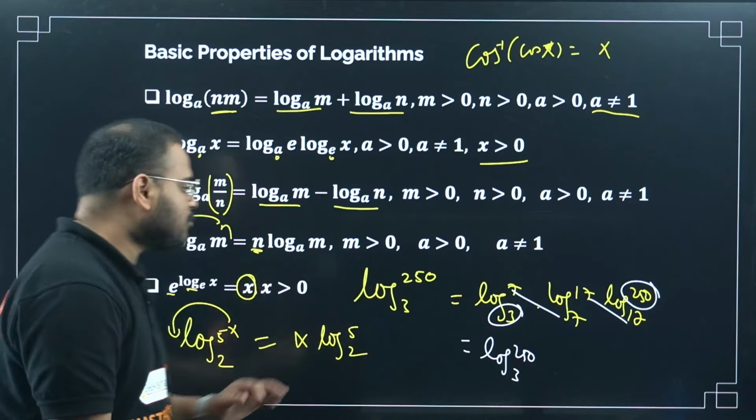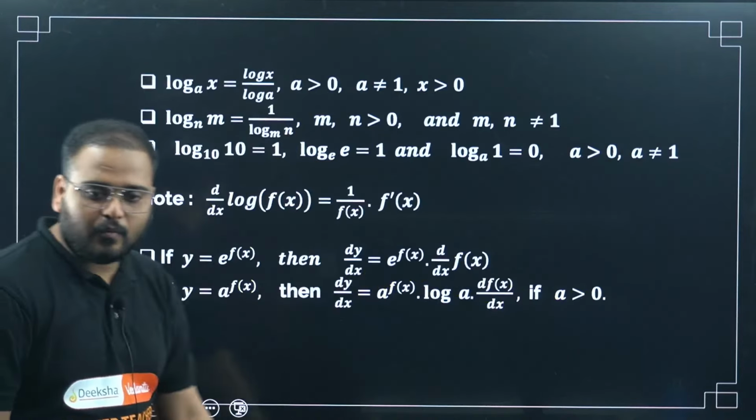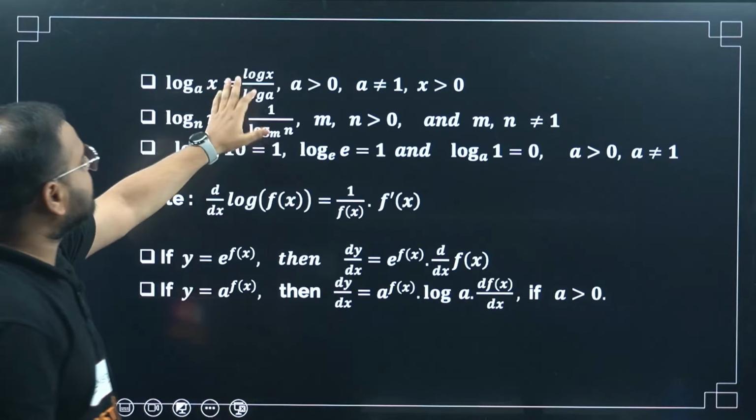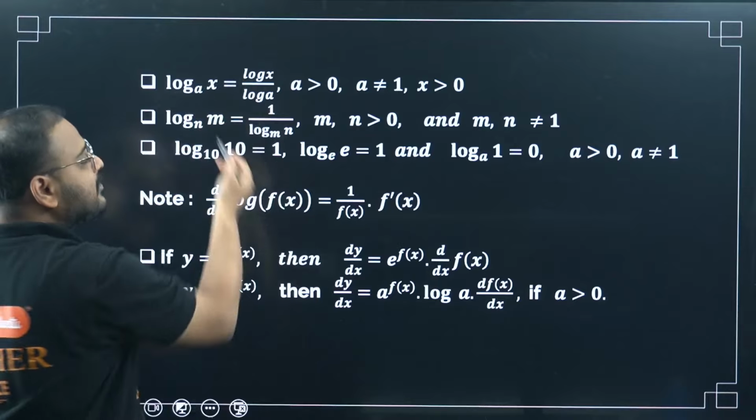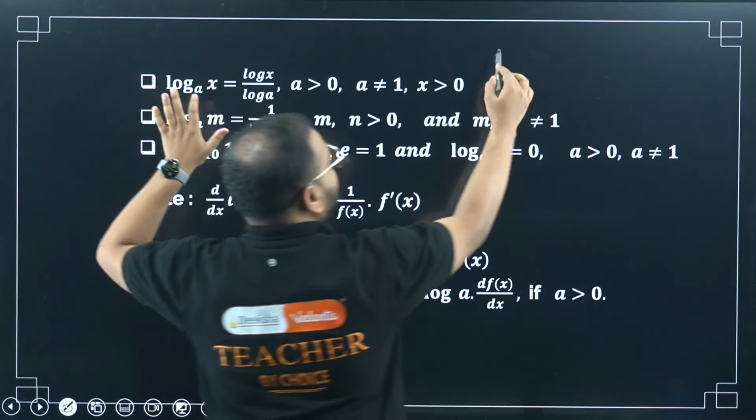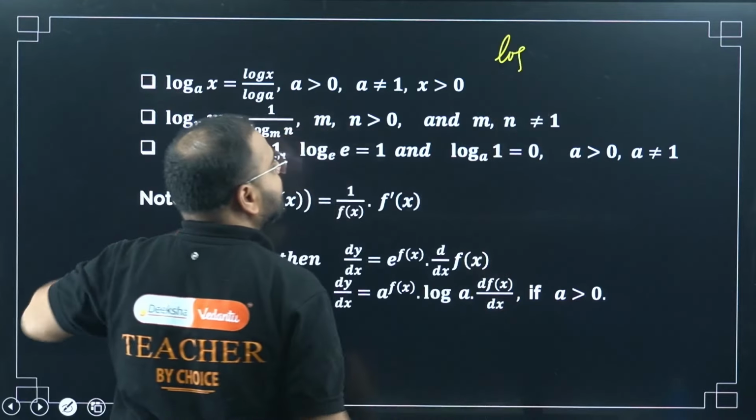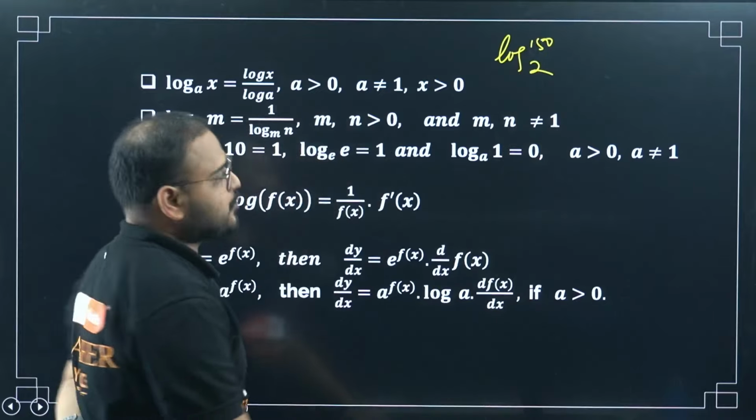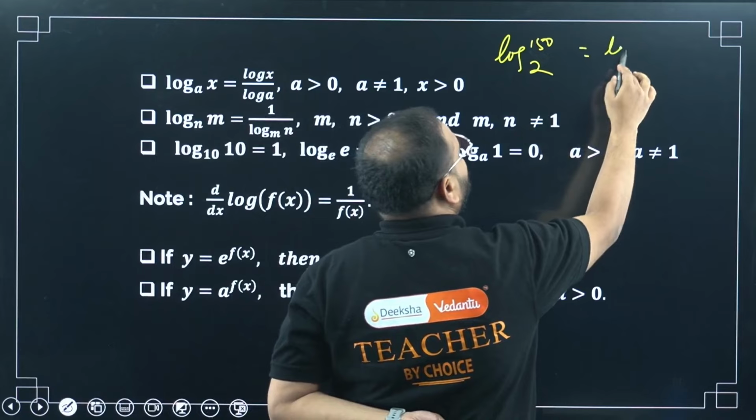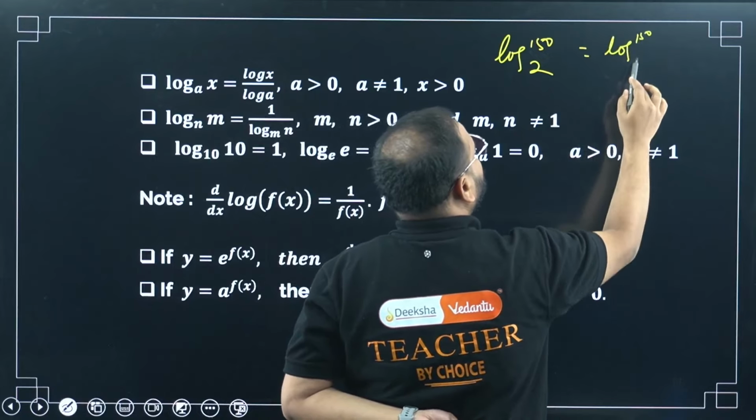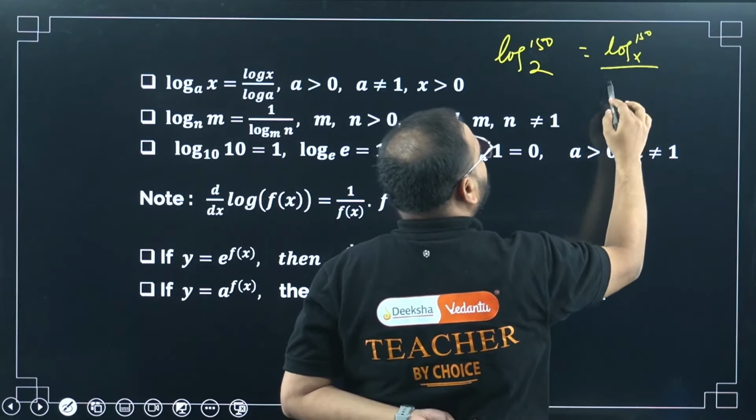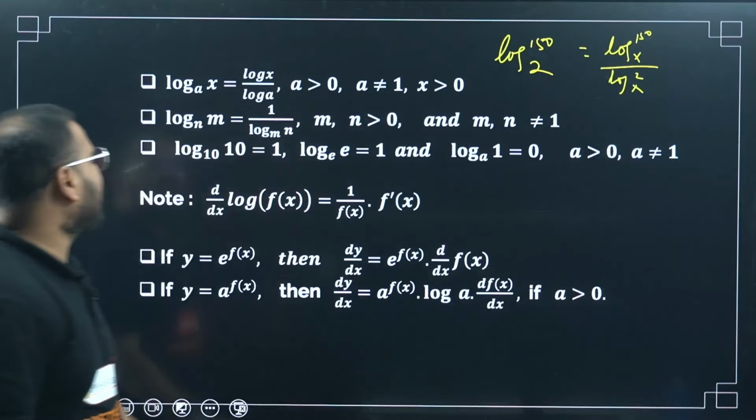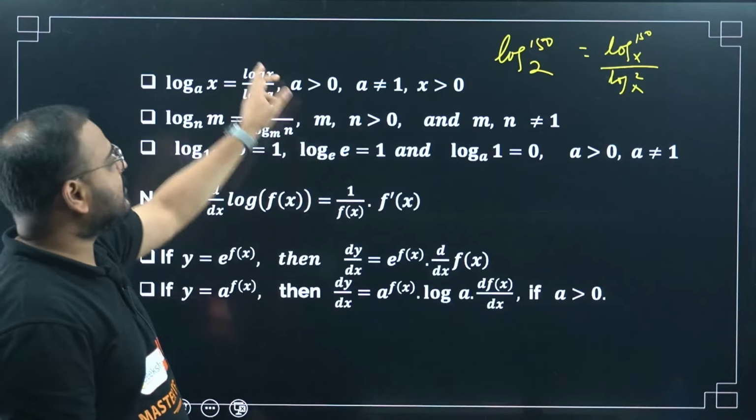No doubt here so far. Correct, sir. Moving on. Log of x to the base a, this is what we can do. Again, we can write with a common base. If I take an example, let's say I've written here log of 150 to the base 2. I can simply write this as log of 150 to the base x, some value, divided by log of 2 to the base x. Means with the same base I can write this log as a ratio.